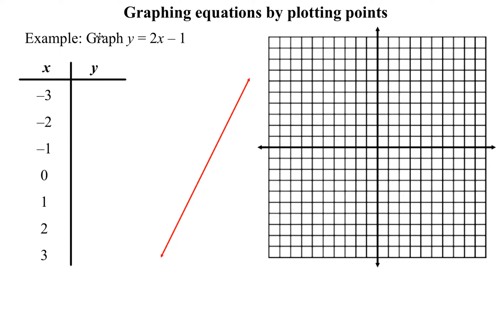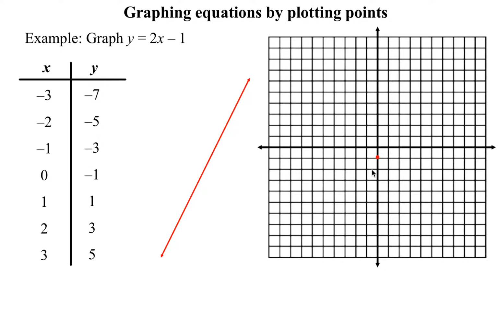So if you're given any equation like y equals 2x minus 1, you can pick values for x. X is called the independent variable. We choose those values randomly, and then we calculate what the outputs are going to be for y. So if you plug in those x values, these are the y values you get, and then you can go ahead and plot those points.